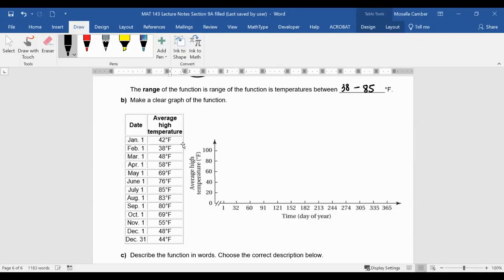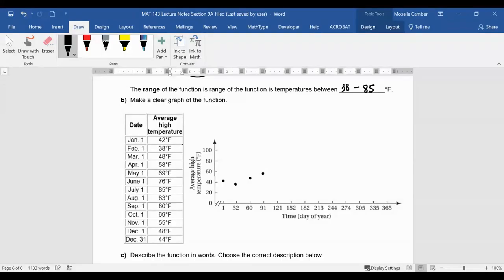Okay, so now let's graph this function. The other one gave it to us, but this time we're actually going to graph it. So at day 1, we're at 42 degrees, so that's just a little bit over 40 here. 32 is going to be my February 1st, because there's 31 days in January. So February is at 38, so that's just a little before 40. And March is at 48, so that's almost halfway between 40 and 60. So that's right at like 50 here. And then April is at 58, so that's almost 60.